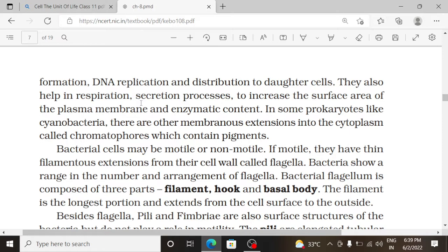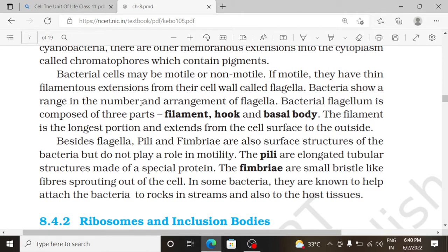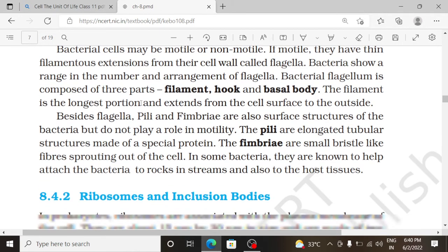In some prokaryotes like cyanobacteria, there are other membranous extensions into the cytoplasm called chromatophores, which contain pigments. Bacterial cells may be motile or non-motile. If motile, they have thin filamentous extensions from their cell wall called flagella. Bacteria show a range in the number and arrangement of flagella.